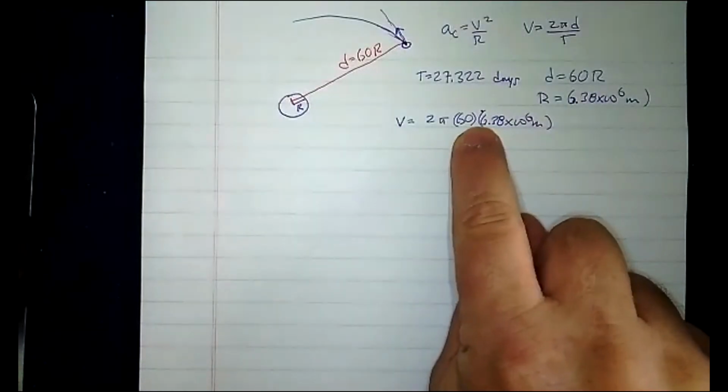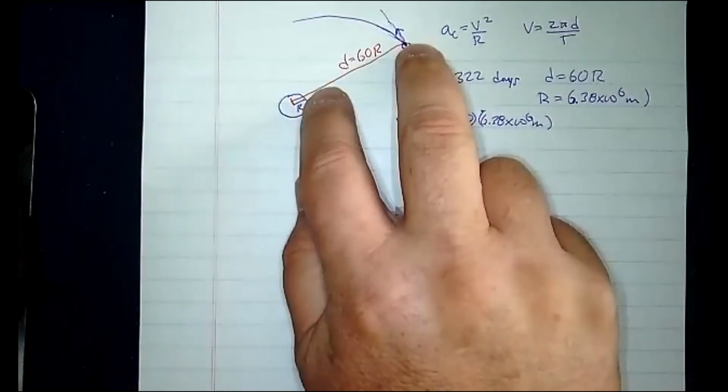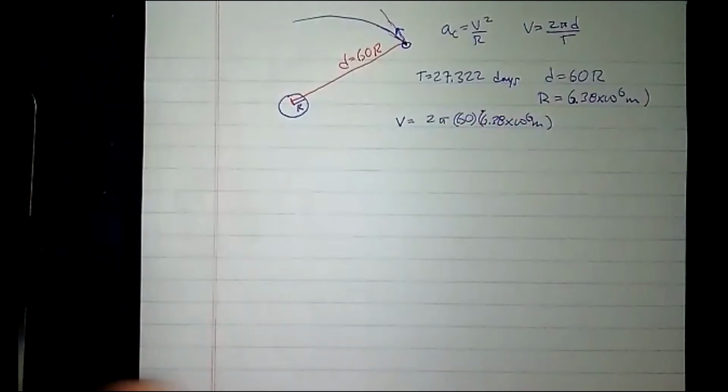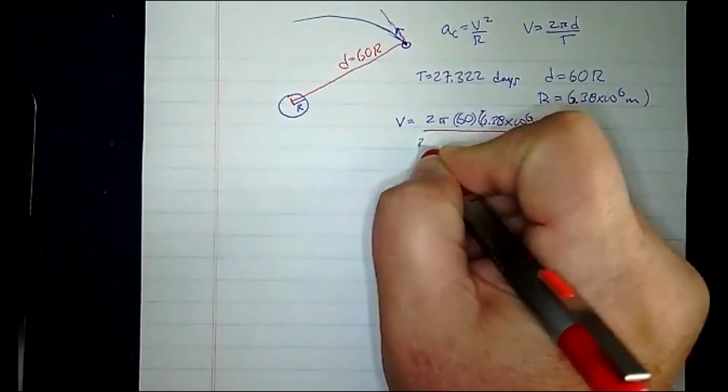I forgot I put the 60 there. So yeah, it's 2 pi times the distance, and the distance from the center of the Earth to the center of the moon is 60 Earth radii. So that's why that works. And then I'll divide that by 27.322 days.